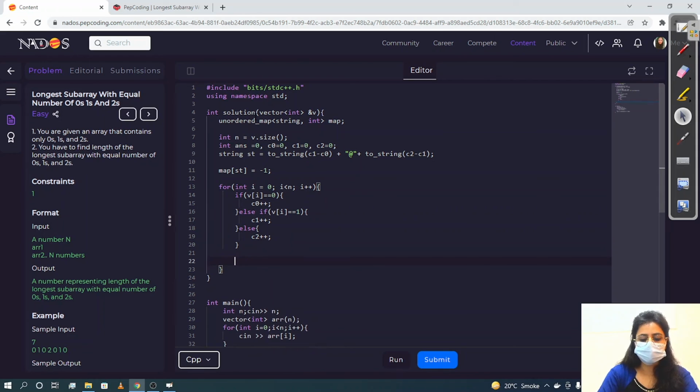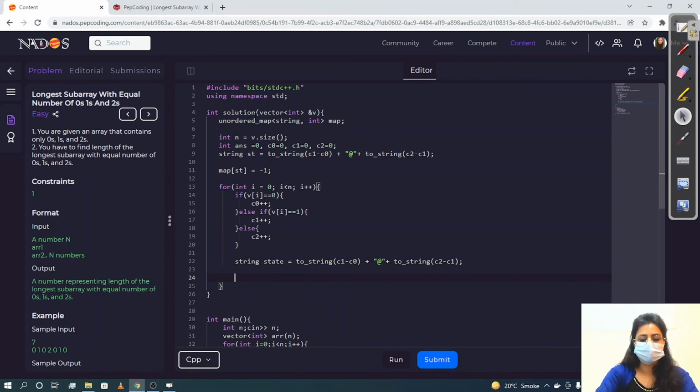Okay, after this we'll make string state same as the toString, same as st: c1 minus c0, plus @, plus toString c2 minus c1, right?